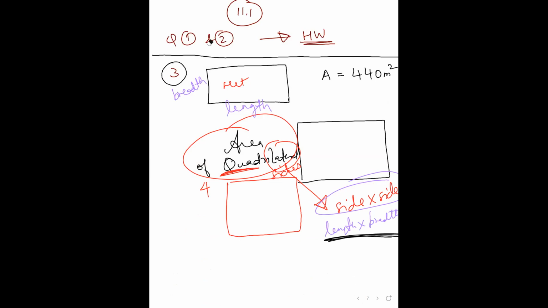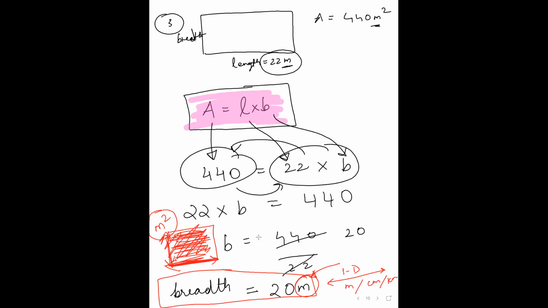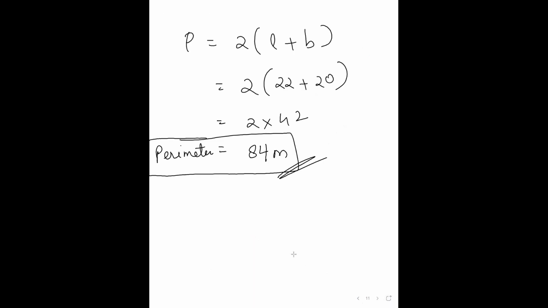Let's do question number 2 also. Are you there? Yes. Read question number 2. Find the area of a square park whose perimeter is 320 meters. Okay. So they are giving you a square park.